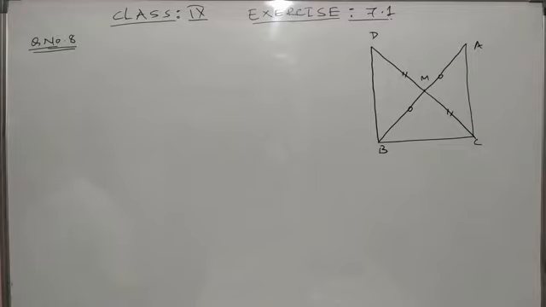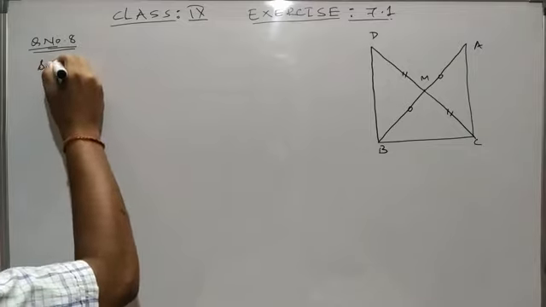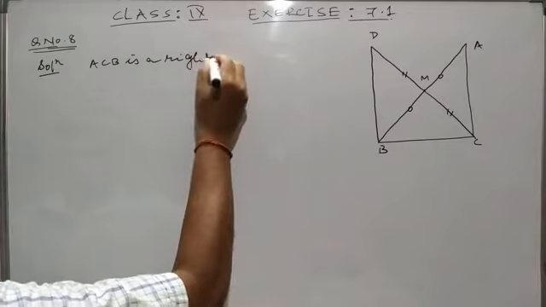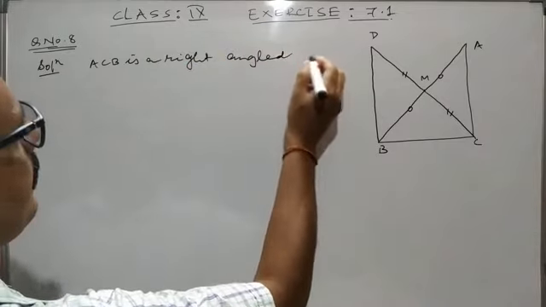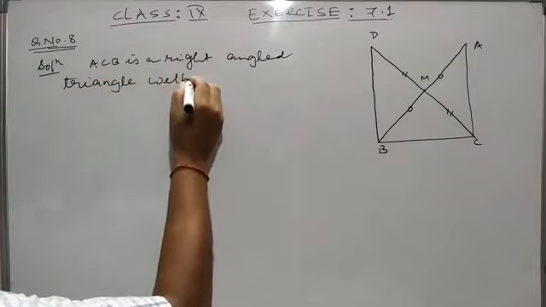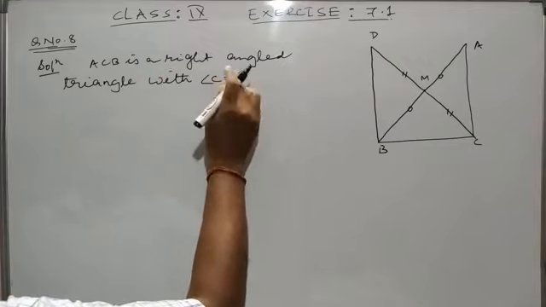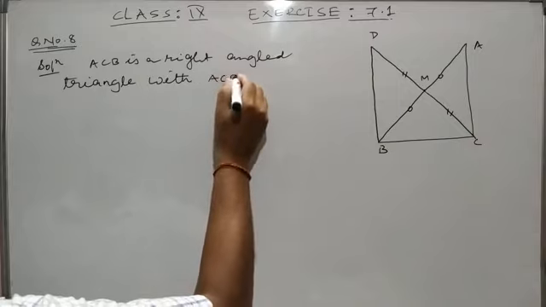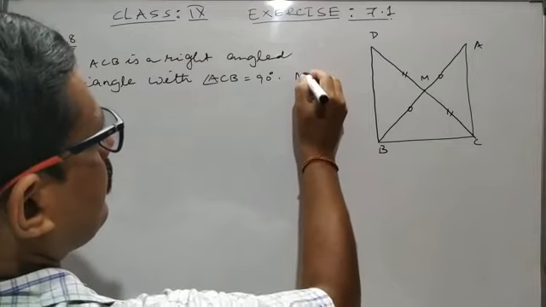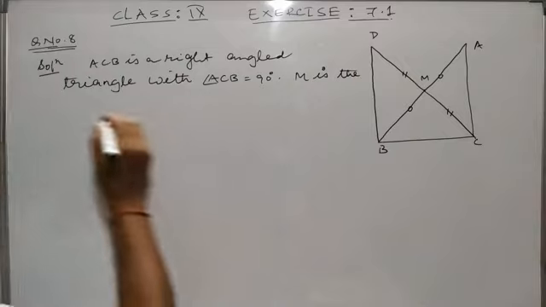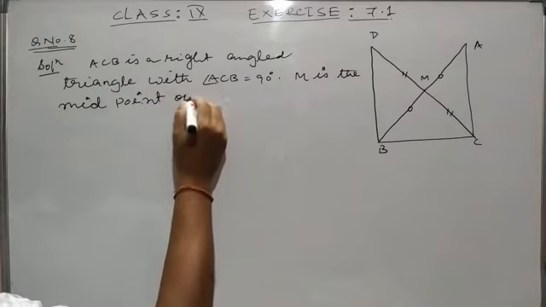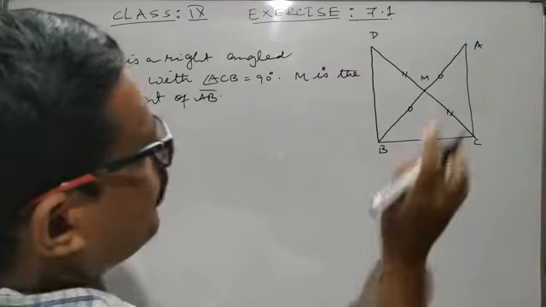So you see here, solution. ACB is a right angle triangle with angle ACB equal to 90 degree. M is the midpoint of AB.